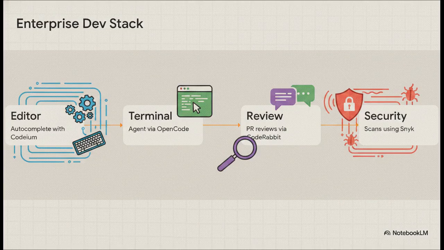But here's the thing. The smartest developers in 2026 don't rely on just one tool. They layer free tools into a complete end-to-end pipeline. Think about it. You start with Codium for autocomplete right there in your editor. Then you use OpenCode as an autonomous agent in your terminal for those complex repository-wide tasks. After that, CodeRabbit automatically reviews your pull requests for free on open-source projects. Finally, Snyk steps in to scan for security vulnerabilities. You literally get an entire enterprise-grade pipeline for $0.